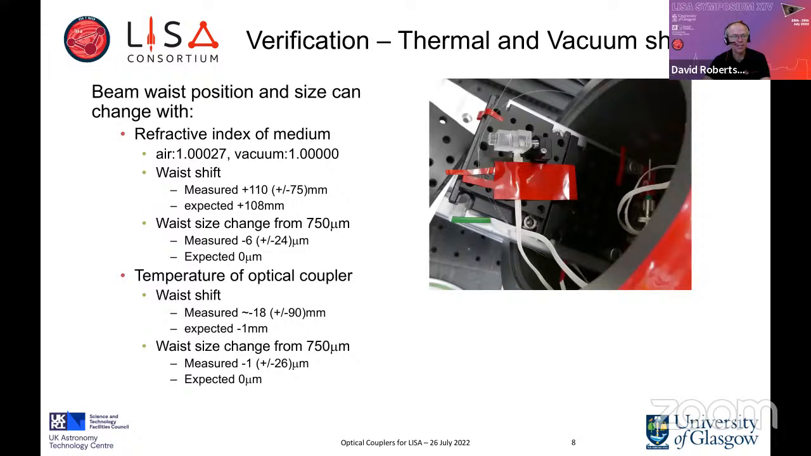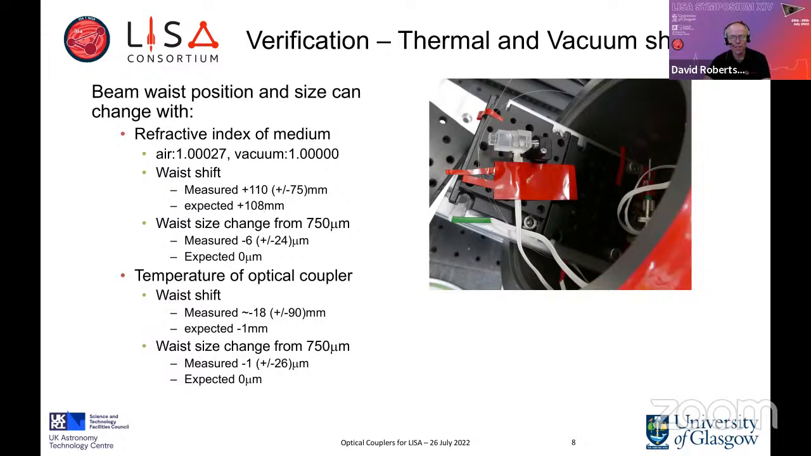This one amuses me slightly, to be honest, that the waist position and size are surprisingly sensitive. And in particular here, we're building the thing up, we're doing all the measurements with the thing in air, because I work best in air, but it will in the end be used in vacuum. And air and vacuum have very slightly different refractive indices. You put it into the model and you discover that, and you would predict that that would shift the waist position by about 100 millimeters.